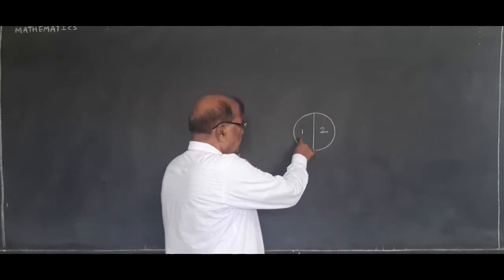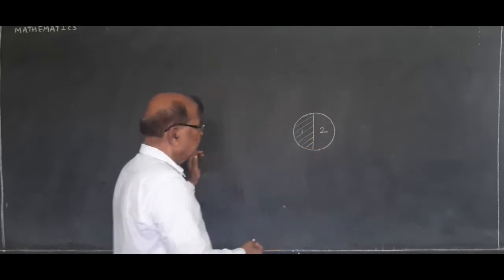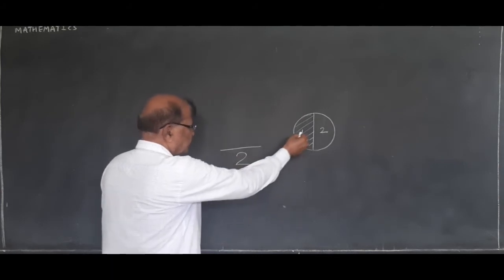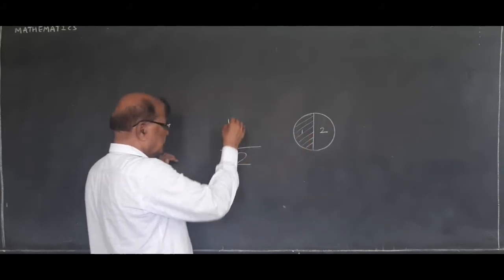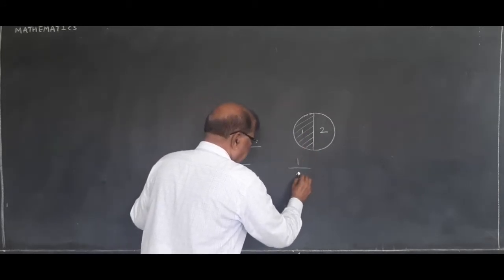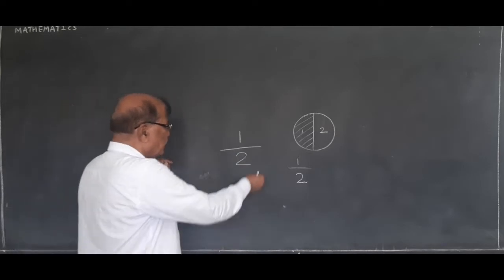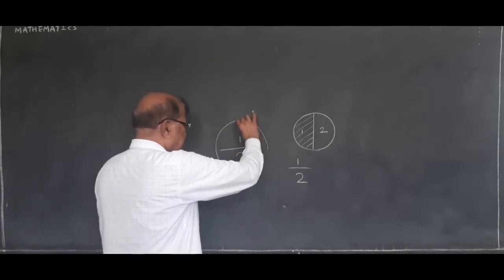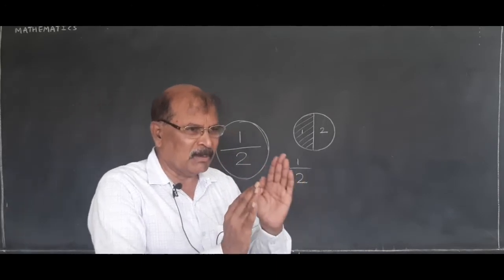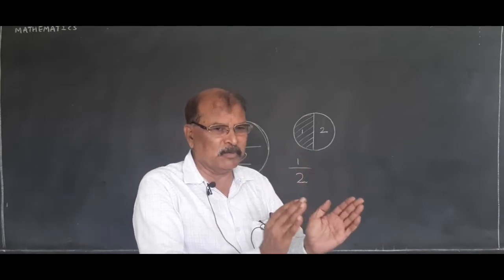So how many parts have you made? You have made two parts, and this shaded part is given to one son and the other open part is given to another son. So the need of rational numbers has come into existence by distributing or splitting a quantity or a whole number into pieces.